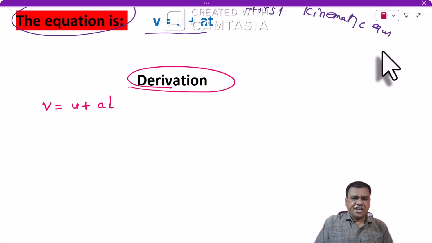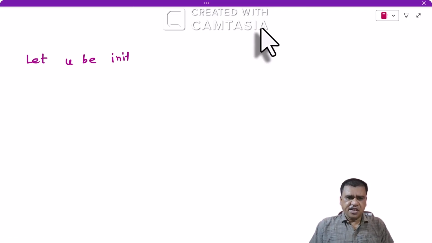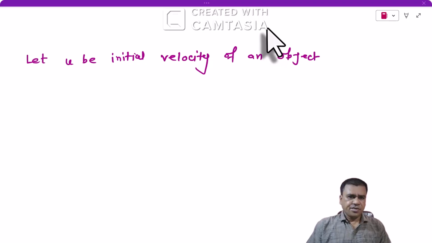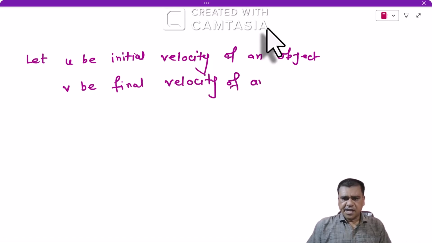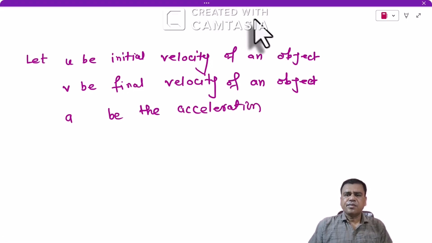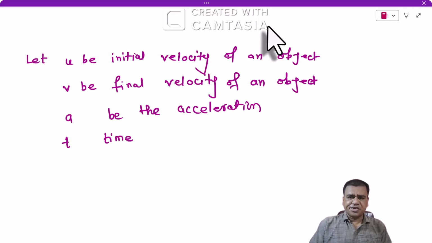Let u be the initial velocity of an object, v be the final velocity of an object, a be the acceleration and t is the time taken by an object.